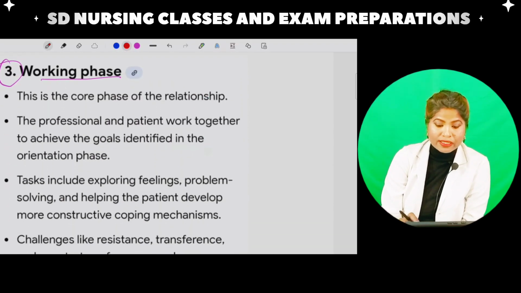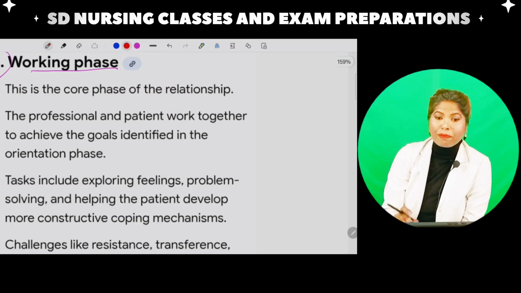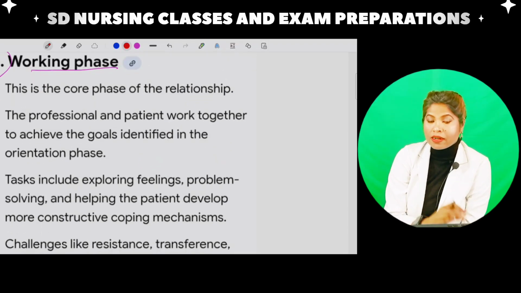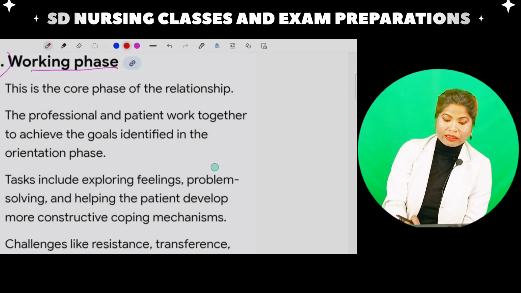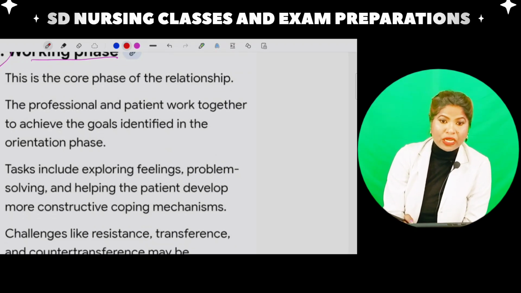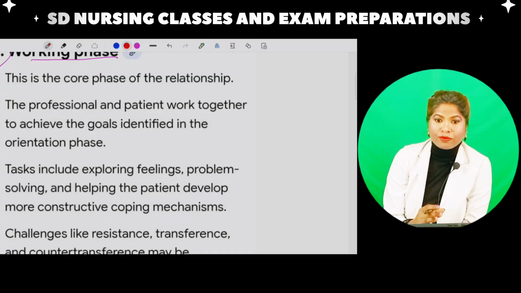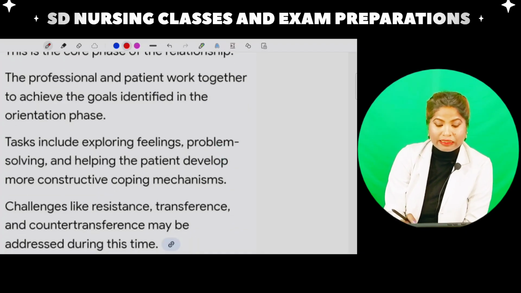And third is the working phase, and this is a very important phase. The plan is executed and work starts. The nurse starts giving care to the patient. This is the main phase where the patient has expectations towards the nurse: yes, my treatment has started, so when will I go home, when will I be cured? So this is the third phase.